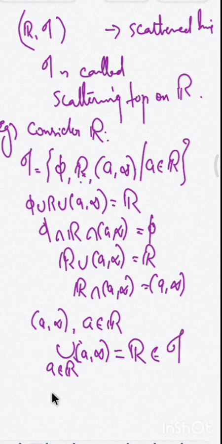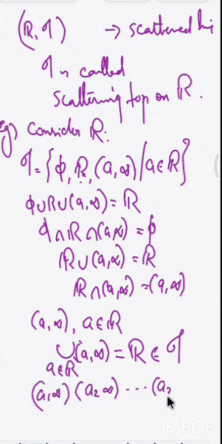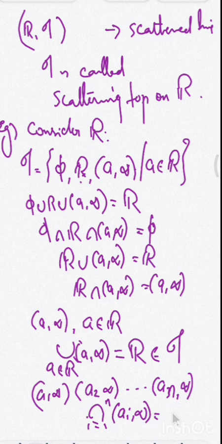What about their finite intersection? Take sets of the form (a1, infinity), (a2, infinity), etc., some enumeration (an, infinity). Then their intersection over i equal to 1 to n of (ai, infinity) will be of the form (b, infinity), where b is the maximum of these ai's, a1, a2, etc., an. And this is also of the form (b, infinity), b a real number, so it is closed under finite intersection also. Therefore tau is a topology again.